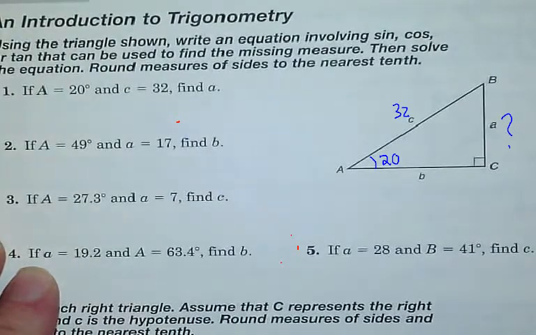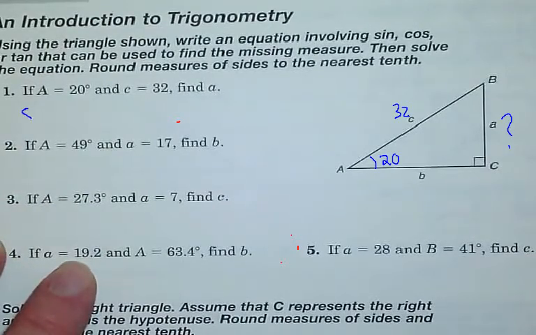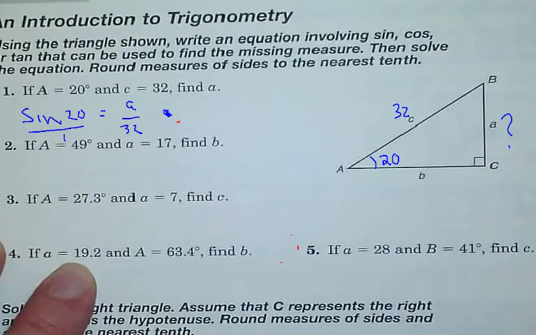So first we have to decide what is that? Well, that's opposite and hypotenuse, so that's the sine. So the sine of 20 has to equal the opposite, which we don't know, that's A, divided by the hypotenuse, which we do know. Okay? Now remember that this is like a proportion, right? It's a little proportion. So if I do 1 times A, I'm going to get A. That's easy, right?